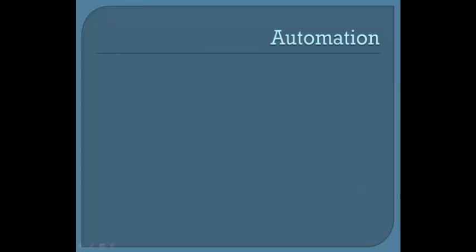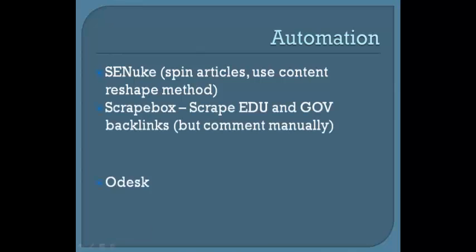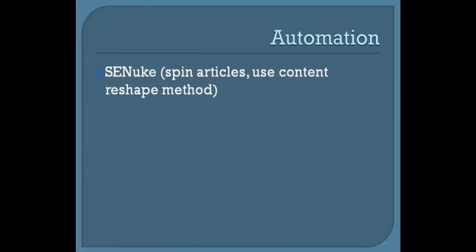Let's talk about automation. Now that you understand the concept of content reshaping, you've got your article, your video, your podcast, your blogs, your different types of media, you can actually automate most of that stuff. You can either outsource it to odesk.com, or you can use a program like SENuke. You can take an article, spin the article, use the content reshaping method, and then pretty much get tons and tons of quality backlinks. Just keep in mind, when you spin articles, you need to know what you're doing.